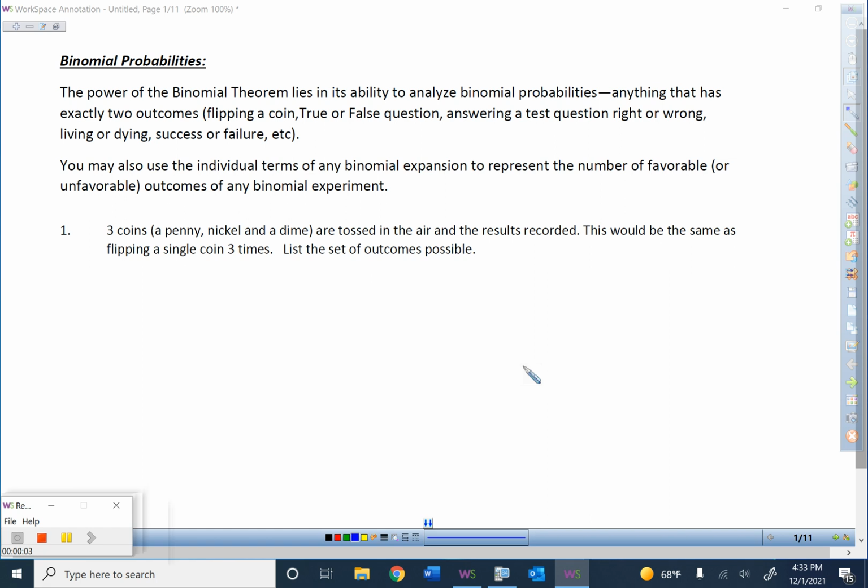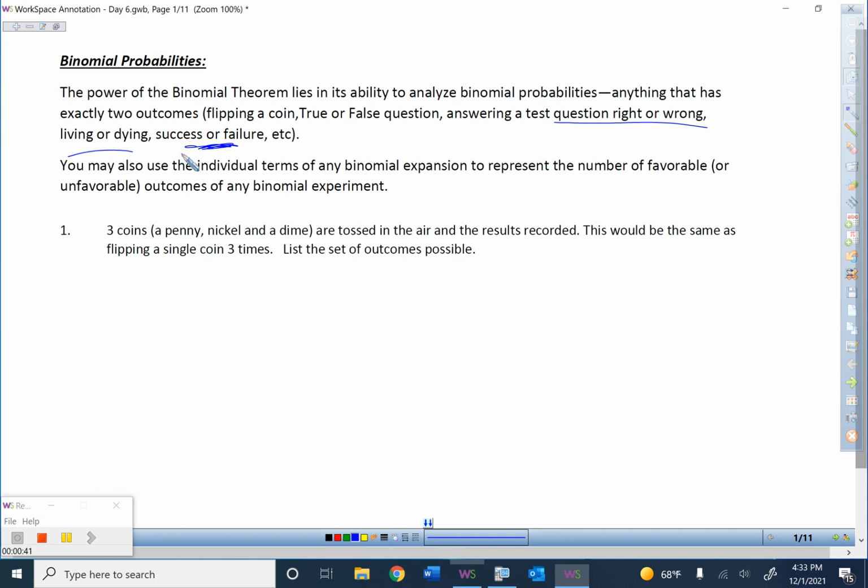So we are specifically going to focus on what are called binomial probabilities, or probabilities with situations that have exactly two outcomes. So things like flipping a coin, true or false questions, or really answering any type of question as long as you classify it as right or wrong, and really anything that can be classified into two options, like living or dying, success or failure. This is the most common we'll think of, what we want, and its complement, the leftovers.